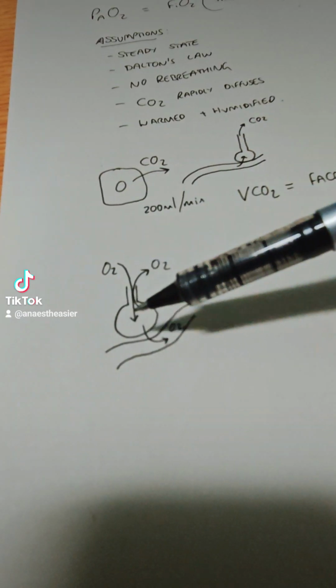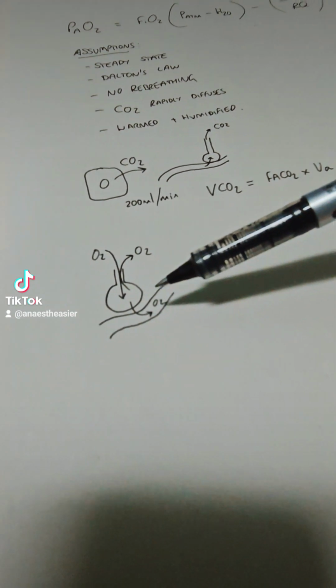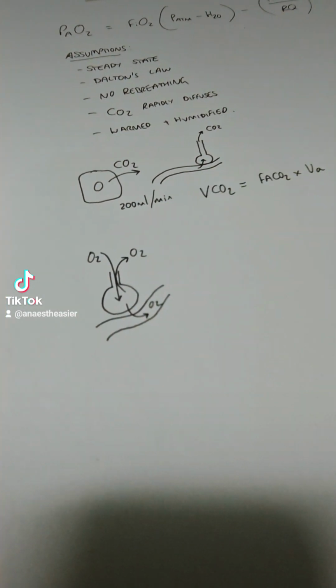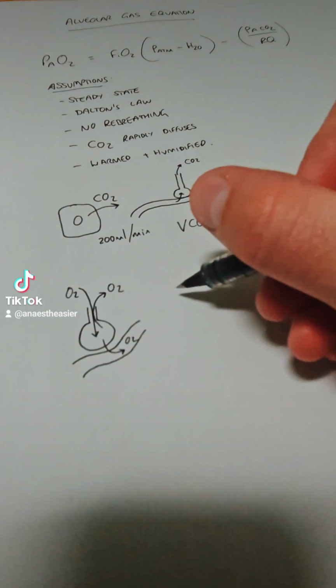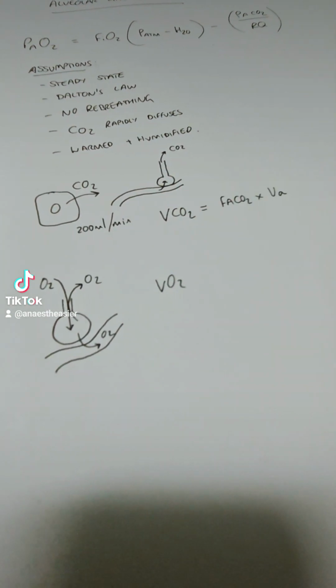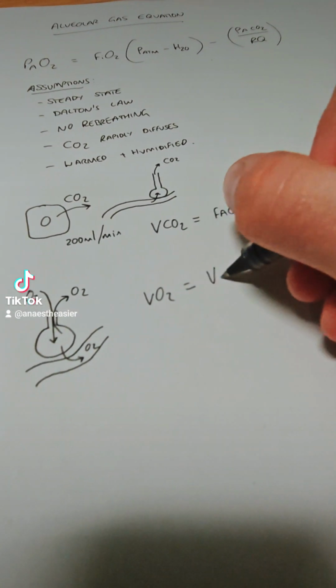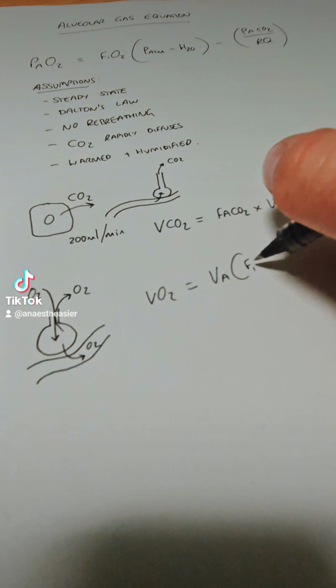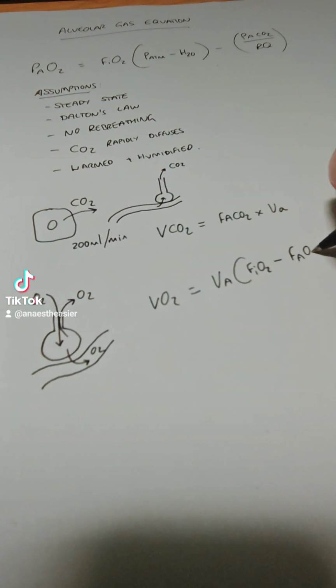Now, oxygen gets inhaled into the alveolus, but it has two ways that it can leave. It can either be absorbed into the blood, or it can be exhaled again. So we have to factor in both of those pathways into our equation. So the VO2 is the consumption of oxygen, and it has to equal your minute ventilation times the difference in how much you're taking in and how much you're exhaling.